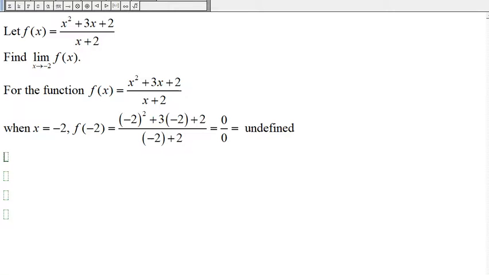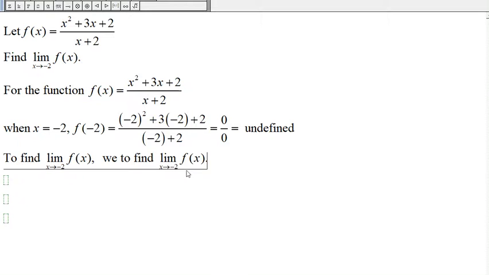And so to find this limit of f of x as x approaches negative 2, what we need to do is this. We need to find the limit of f of x as x approaches negative 2 from the left, and find the limit of f of x as x approaches negative 2 from the right.